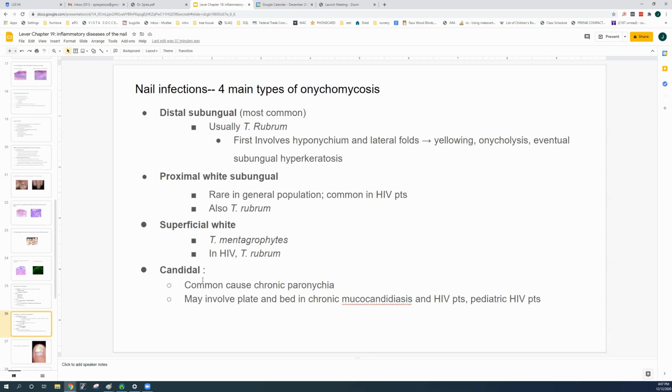The fourth type of clinical onychomycosis is candidal. And this is a common cause of chronic paronychia. It may involve the plate and the bed in chronic mucocandidiasis in HIV patients. And it can be particularly striking in pediatric HIV patients. So when it is this extensive, it's usually a sign of immunosuppression.